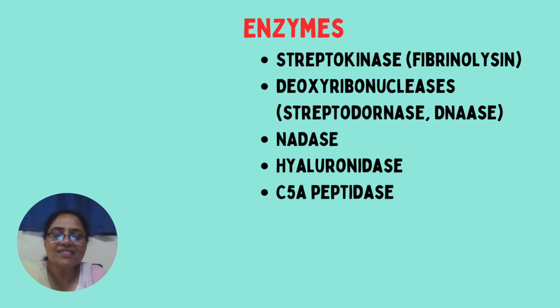There are certain enzymes which act as virulence factors of streptococcus, and these enzymes are streptokinase, which is a fibrinolysin. It lyses fibrin, and deoxyribonucleases, which are also called streptodornase or DNase, and then NADase, hyaluronidase, and C5a peptidase. Now, how they are working?